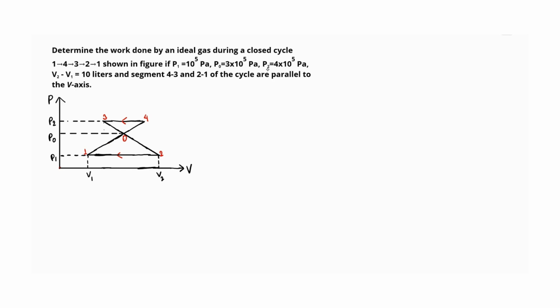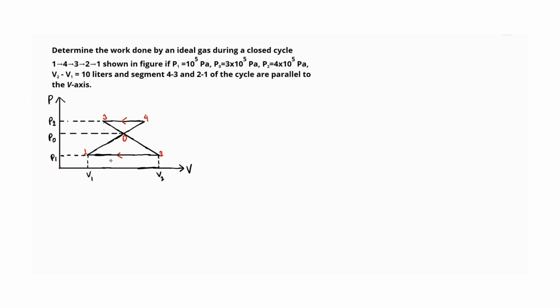If P1 equals 10 power 5 Pascal, P0 equals 3 times 10 power 5 Pascal, and P2 equals 4 times 10 power 5 Pascal, and we have V2 minus V1, the difference in volume, equals 10 liters, and segments 4, 3 and 2, 1 of the cycle are parallel to the V-axis, that is the volume axis.